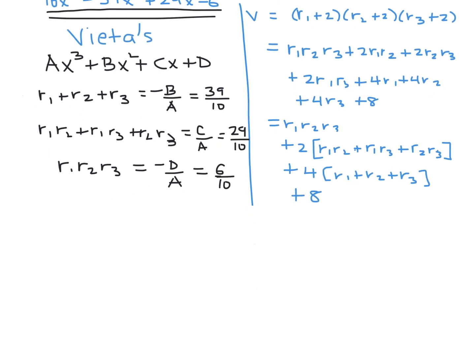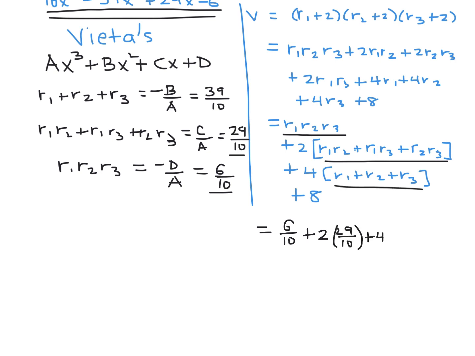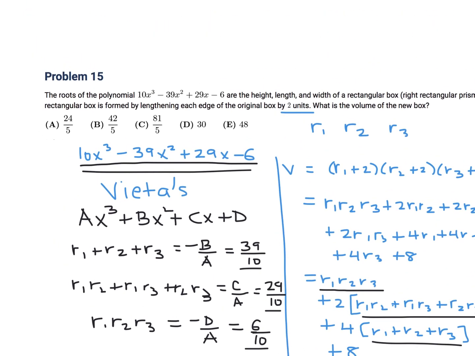Okay, so I think we have everything we need. So this guy right here, we have as 6 over 10. You see how everything's going to fit now and it'll all work out. And then we have 2 times this, which according to Vieta's, we have figured out as 29 over 10. And then we have 4 times this guy, which is the sum of the roots, which is 39 over 10. And then finally we have that plus 8. And when you add up all these numbers, you get a nice whole number, 30. And therefore, number 15 is D.